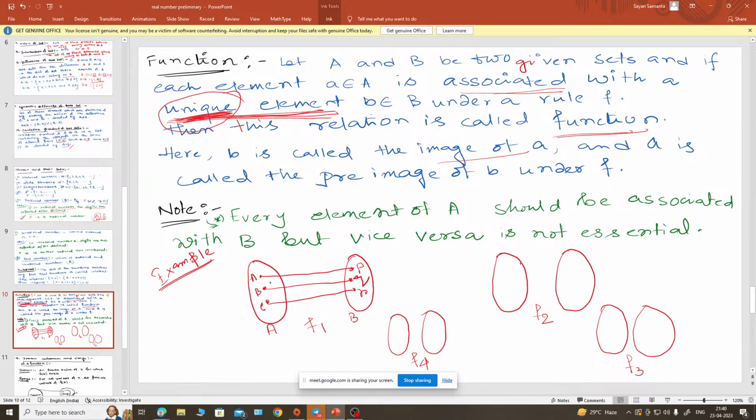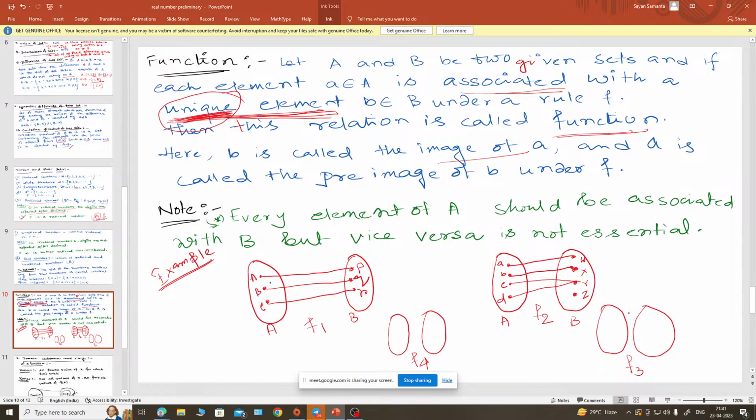Second, we consider four elements: a, b, c, d in set A. The elements of B are also four, which we can say are w, x, y and z. a maps to w, b maps to x, and c and d both map to y. This is the F2 set.